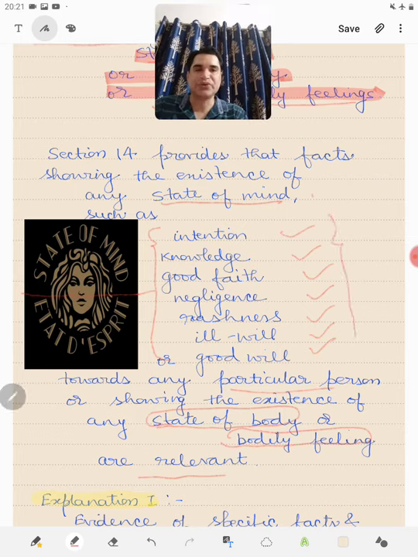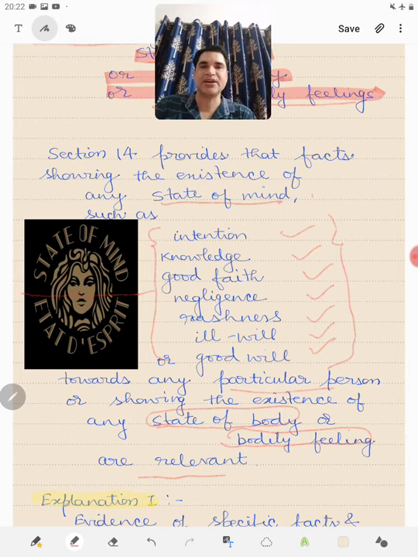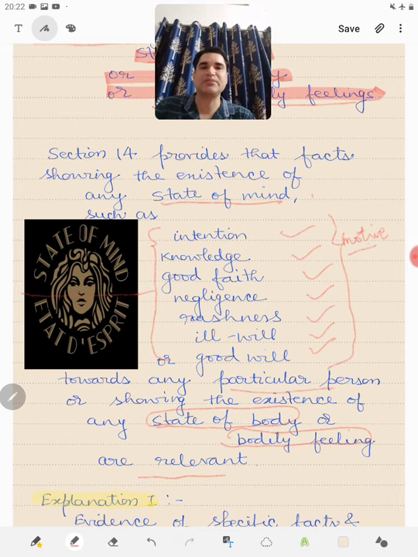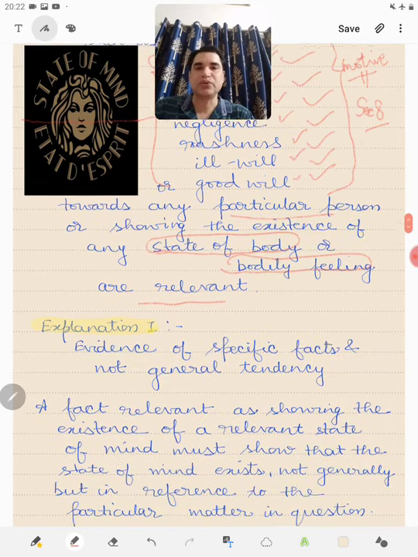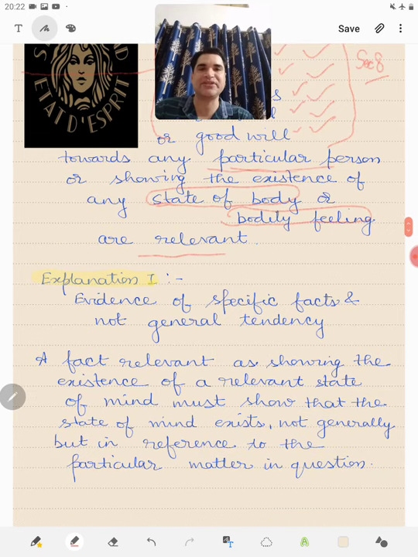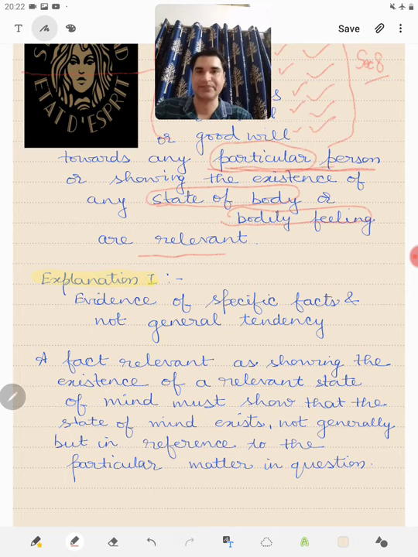Here, one very important question that has been asked many a time is whether motive is relevant under Section 14 or not. Mind you, friends, motive has been made relevant under Section 8 and not under Section 14 of the Indian Evidence Act. But knowledge, intention, good faith, negligence, rashness, ill will, or goodwill, all these have been made relevant under Section 14. One particular thing I would like to emphasize is that it is towards any particular person, mind you, friends, not general, but a particular person.